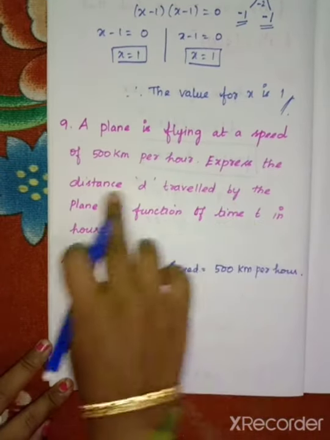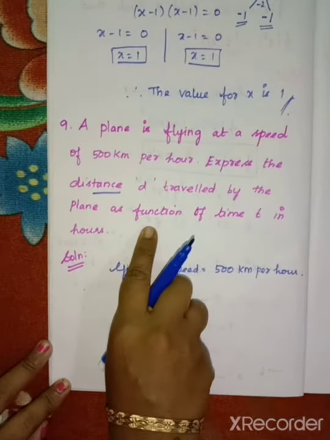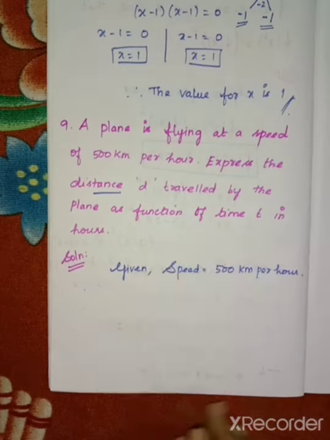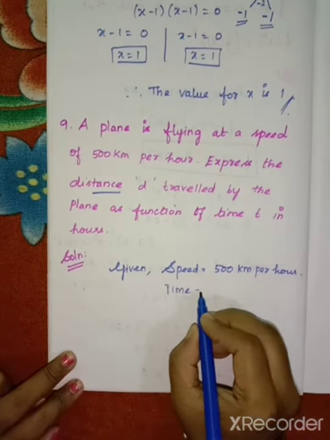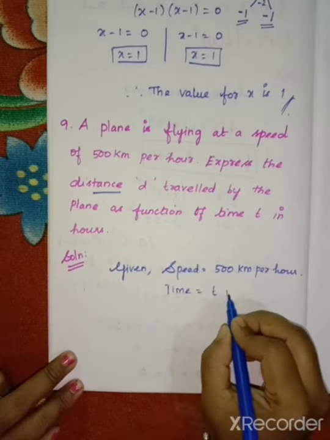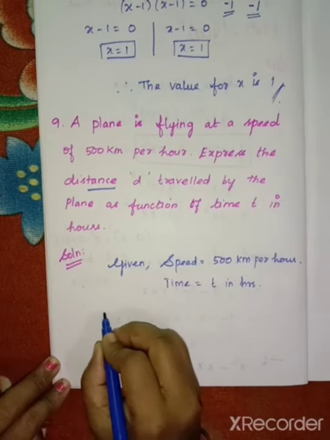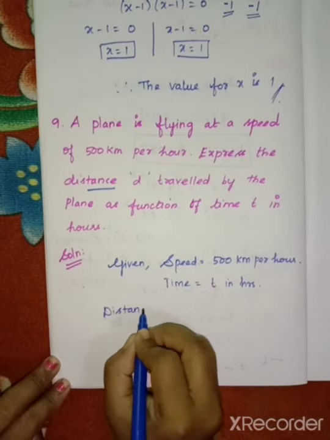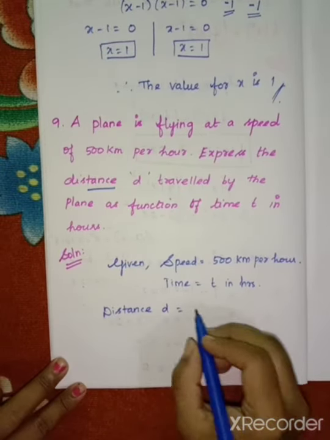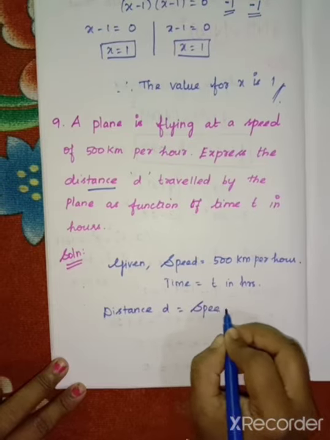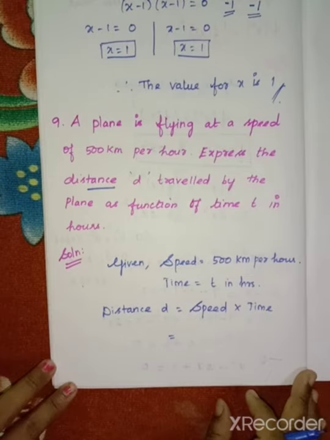Then express the distance d. So we want to find the distance traveled by the plane as a function of time t in hours. So time is given: time equal to t in hours. So we want to find the distance. So distance d equal to, we know the formula, distance equal to speed into time. So you have to just substitute the value.